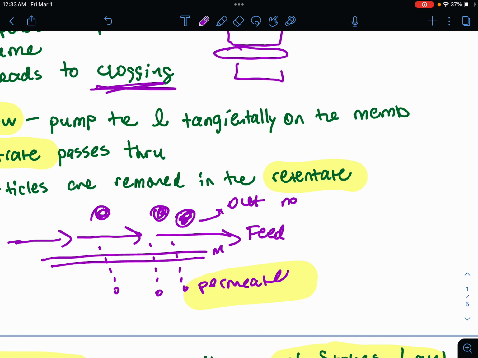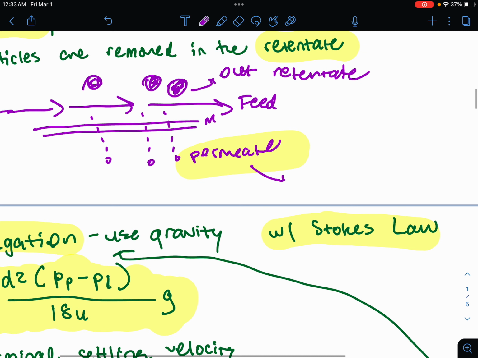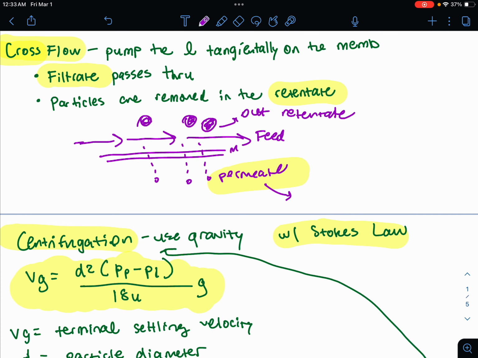This is the retentate. You don't want that. You want the permeate. Oh, wait. Do I have it backwards again? No, I have it backwards twice. Sorry. You want the stuff on the filter cake. So you want the retentate, because you're retaining it. My bad. Just go with context clues.